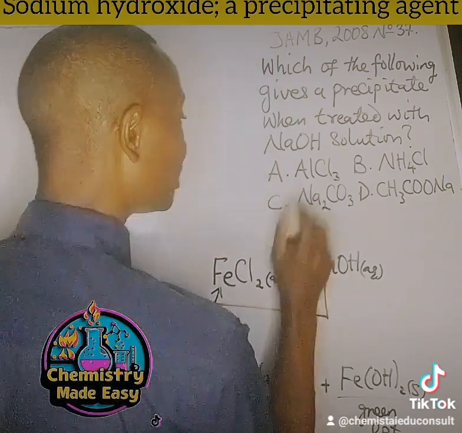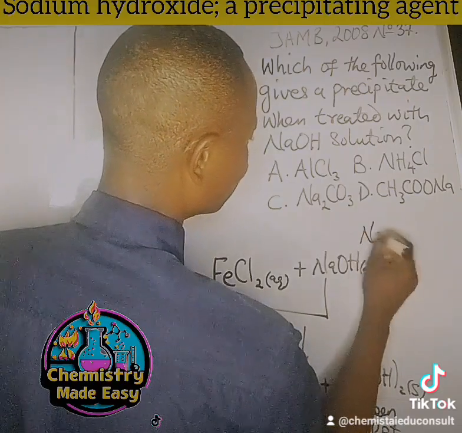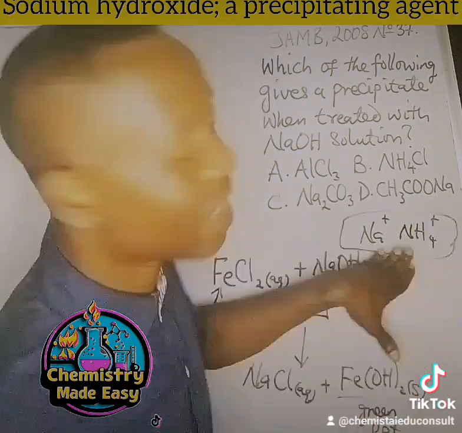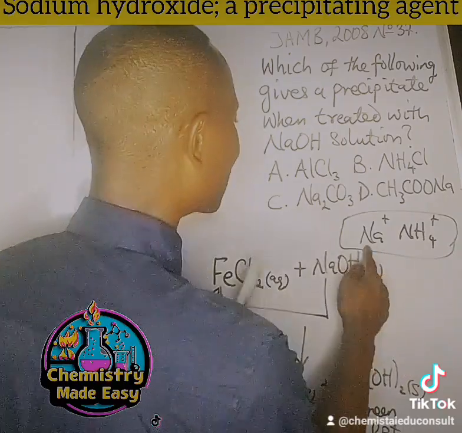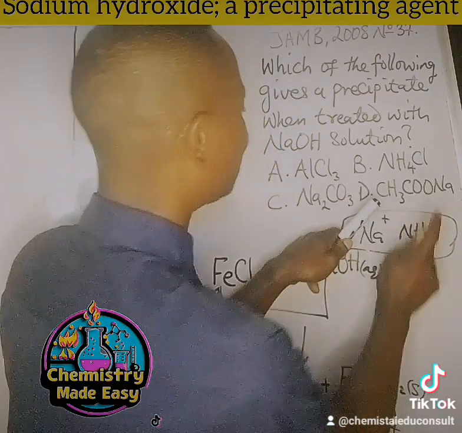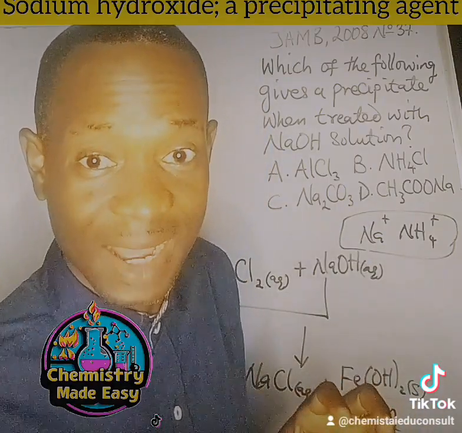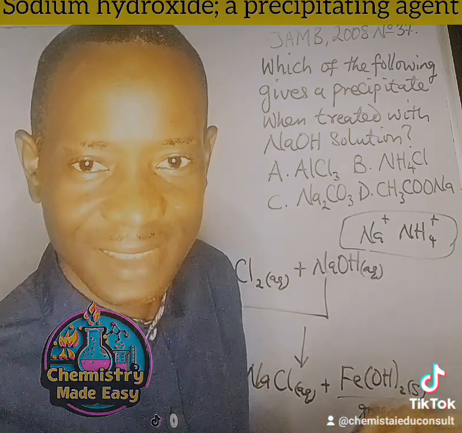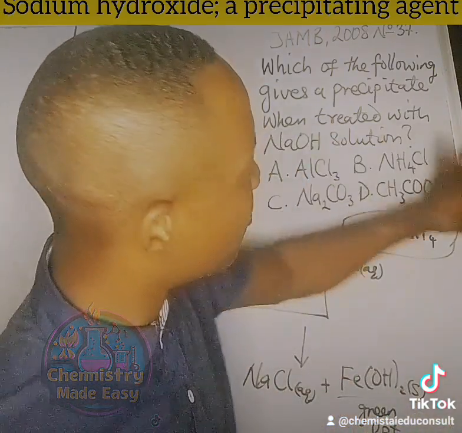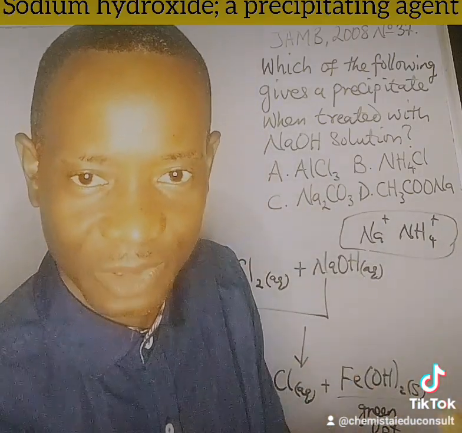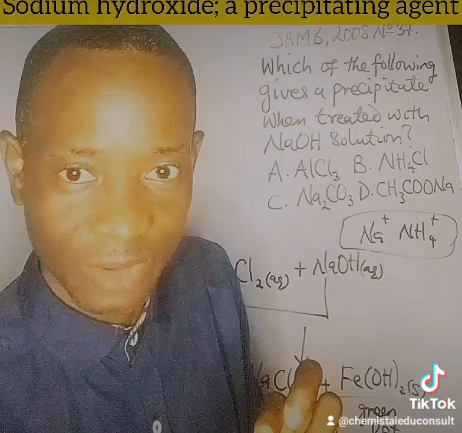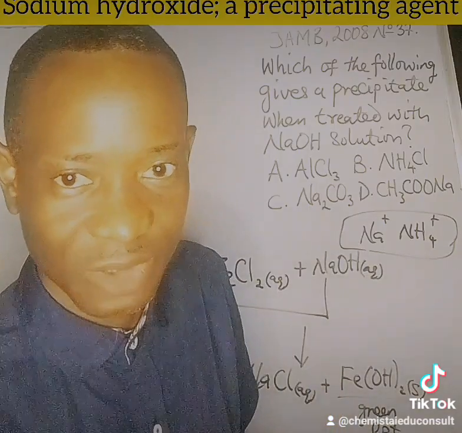What you should know is that these two ions, sodium and ammonium ion, are chemically equivalent. Sodium cannot displace sodium, and sodium cannot displace ammonium ion, except in a thermal or catalytic situation. So you check all these compounds. Any one that has a metal sodium or ammonium ion cannot react with sodium hydroxide.